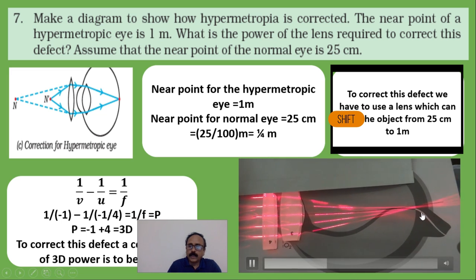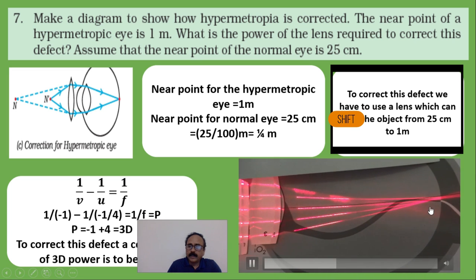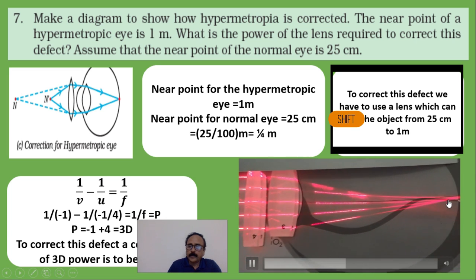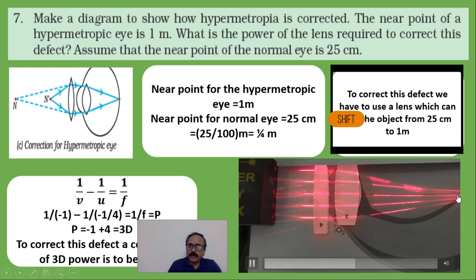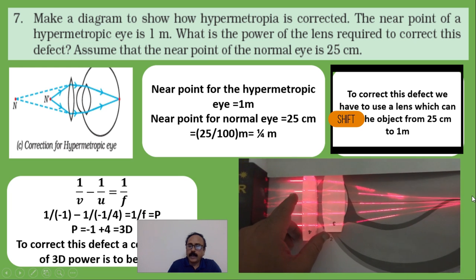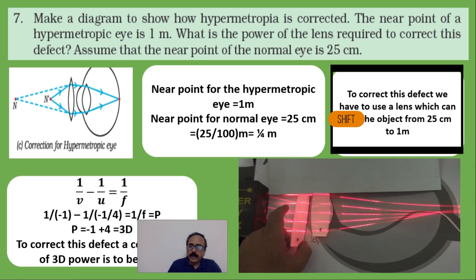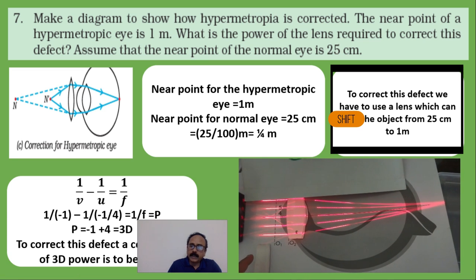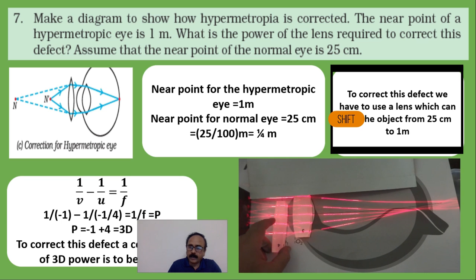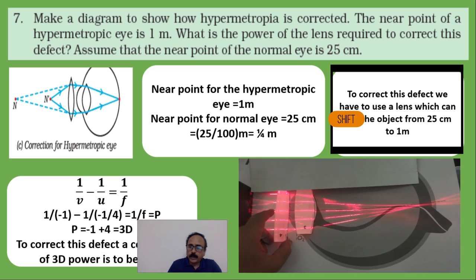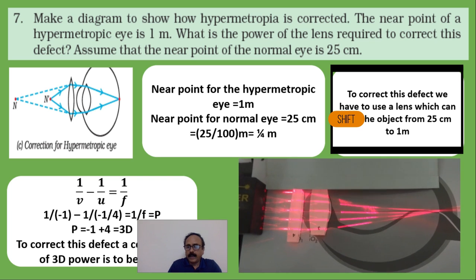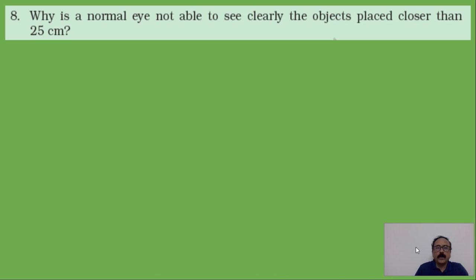So now we can see the rays are converged and the image is formed at the retina. If we remove it, then the image is obtained far behind the retina. When we put the corrective lens, the image is obtained exactly on the retina.